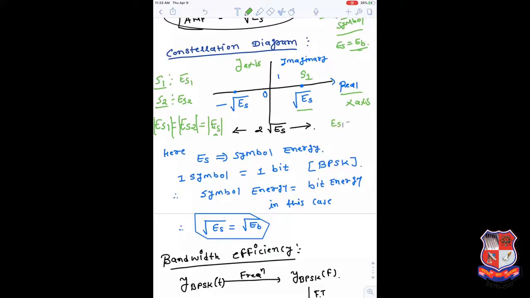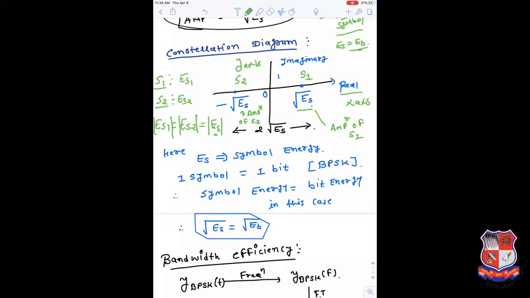If you remove this absolute value, that is Es, right? Sorry, amplitude is what I mean, energy is always positive. This is the amplitude of the first symbol. The S1 symbol has an amplitude of the square root of Es, and the S2 symbol has an amplitude of minus the square root of Es. So these are the amplitudes of symbol 1, S1, and symbol 2, S2.